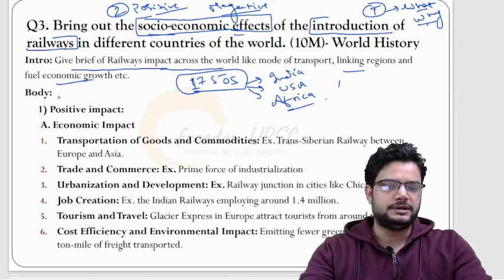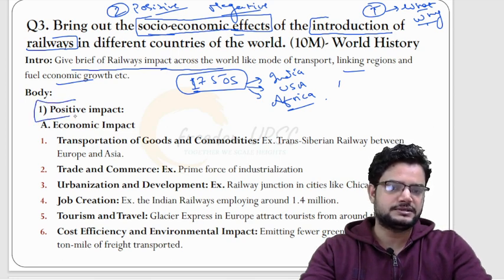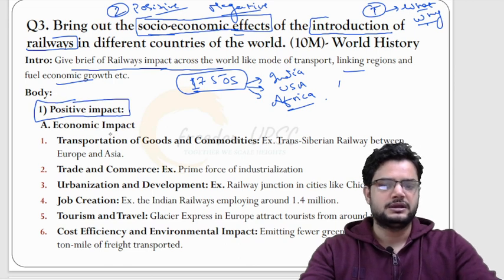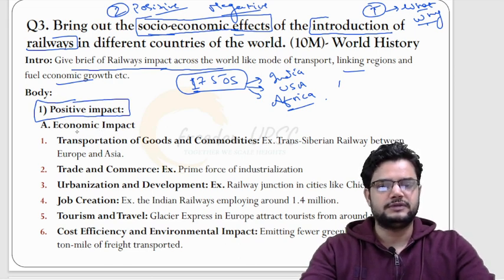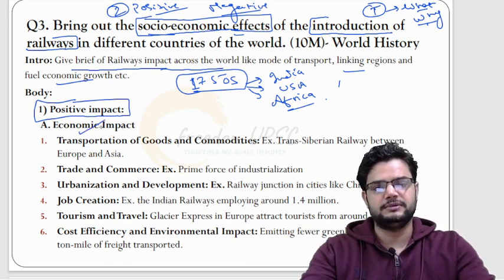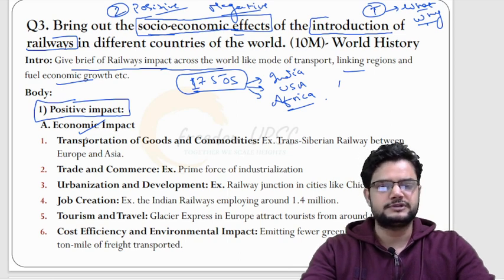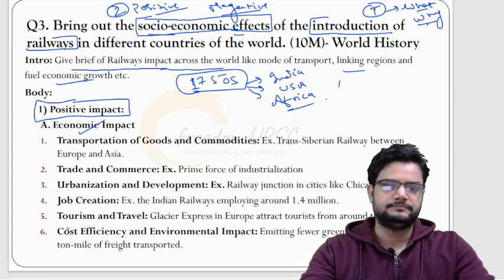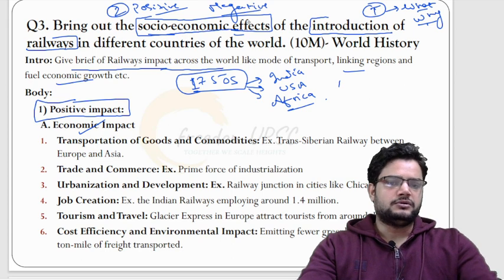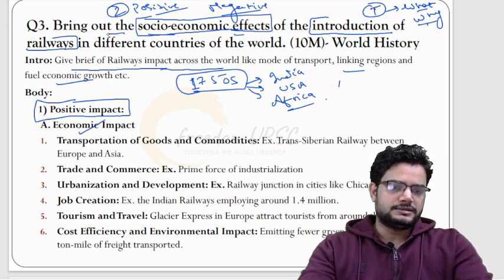Coming to the body part. So in the body, first is the positive impact of railways. Now in positive impact, there will be economic impact and there will be social impact. So first we'll outline the economic impact. Okay. So now here it is written different countries of the world.